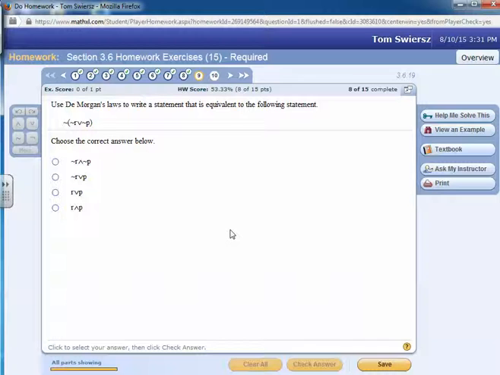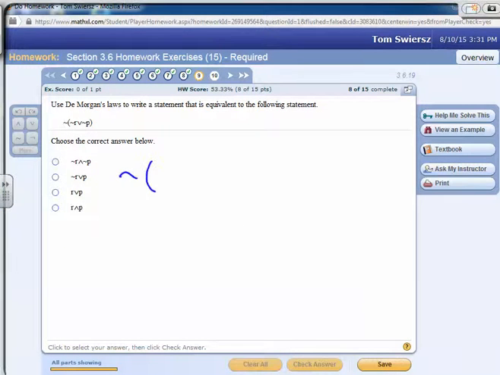All right, number 9, use De Morgan's laws to write an equivalent statement. Again, this is just in symbols. So the negation of R or negation of P, logically equivalent, okay? So now the negation, you negate both. So the negation of P just makes it P. The or becomes an and, and the negation of R just gives R, right?